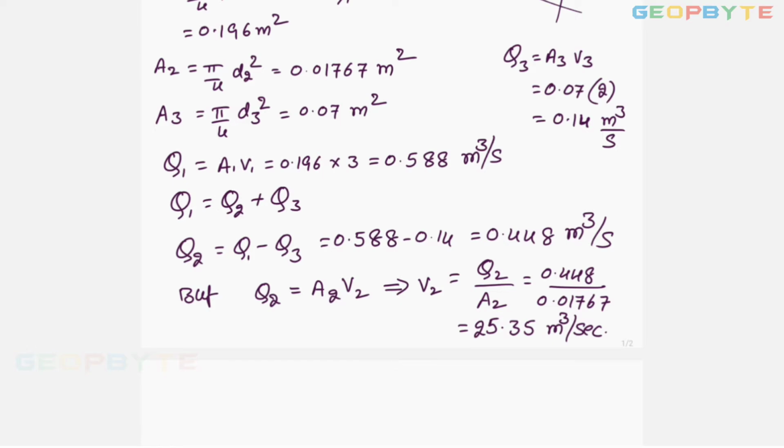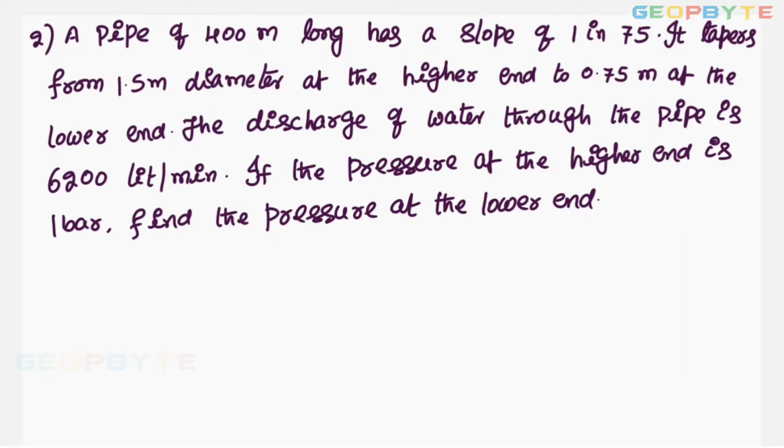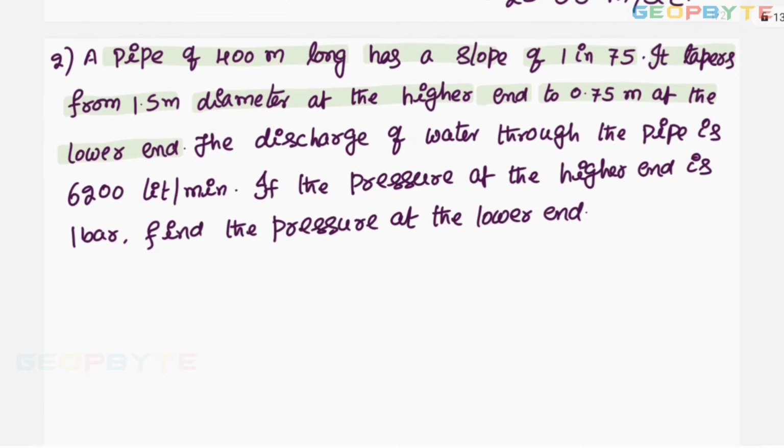Let us take another problem. Look at the second problem. A pipe of 400 meters long has a slope of 1 in 75. It tapers from 1.5 meter diameter at the higher end to 0.75 meter at the lower end. So for the data, let me construct the diagram.